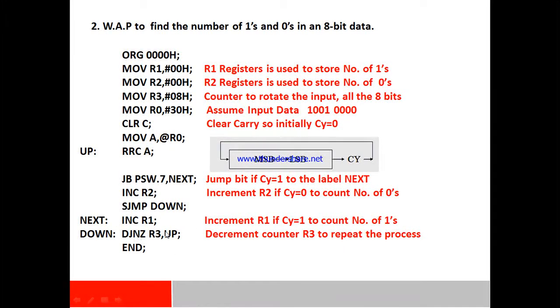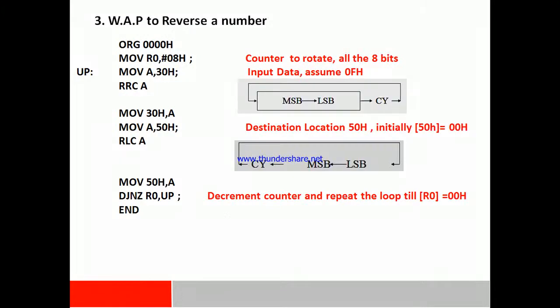This particular instruction will decrement the counter and repeat this loop 8 times. Every time we move, we check through the carry. If the carry is present, the respective register will increment. Finally, after decrementing till R3 becomes 0, it terminates. So this is the complete flow of this program. It is well documented, and you can easily understand it. It's a self-study PPT.